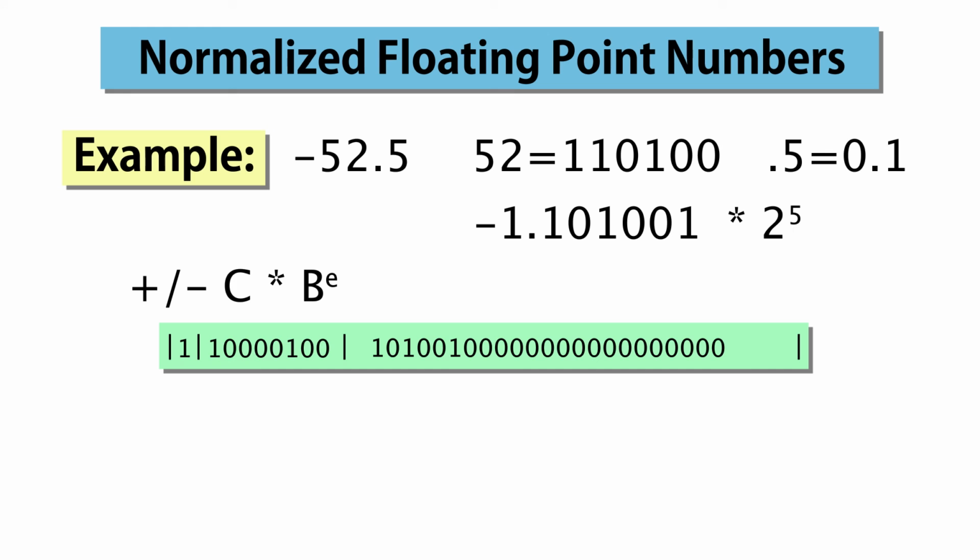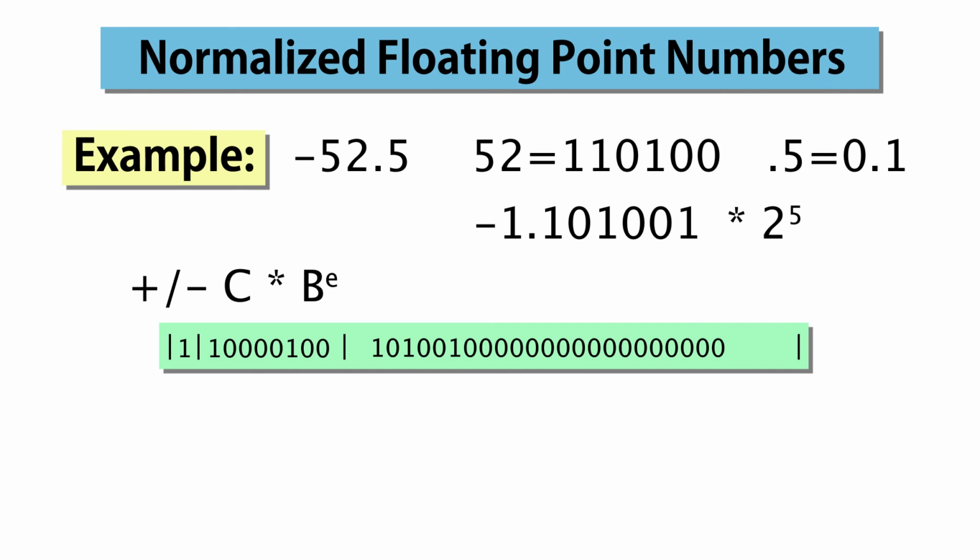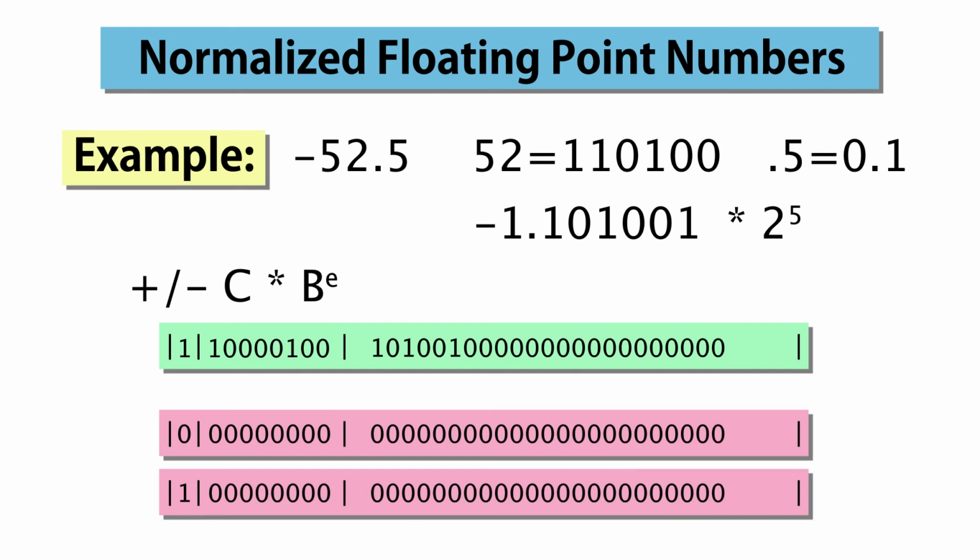There's one more thing worth mentioning. 0 is a special case. 0 can't be stored as a normalized number because there's no 1 bit in the representation after which to place the binary point. We store a 0 with all 0 bits in the exponent and constant fields. The sign can be either plus or minus. The floating point hardware knows that these are equal and treats them appropriately. Thus, the two float representations for 0 are as shown here.